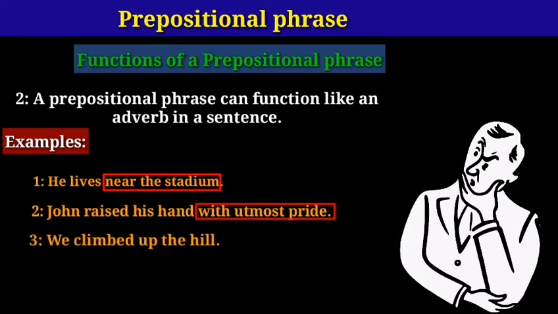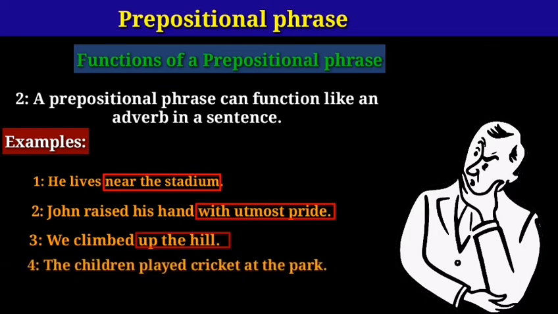We climb up the hill. Where did we climb? Up the hill. So in this sentence, up the hill is a prepositional phrase, but it functions just like an adverb because it modifies the verb climbed. The children played cricket at the park. Where did the children play cricket? At the park. Here at the park is a prepositional phrase, but it modifies the verb played. So now it becomes just like an adverb. So that is why it is sometimes called an adverbial phrase.